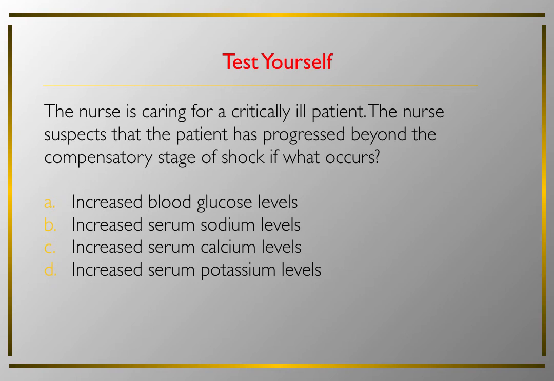The nurse is caring for a critically ill patient. The nurse suspects the patient has progressed beyond the compensatory stage of shock if what occurs? A. An increase in blood glucose levels. B. An increase in serum sodium levels. C. Increased serum calcium levels. Or D. Increased serum potassium levels. Well, the answer is D. Hyperkalemia occurs in the progressive phase of shock when cellular death liberates intracellular potassium. Hyperkalemia will also occur in an AKI and in the presence of acidosis.